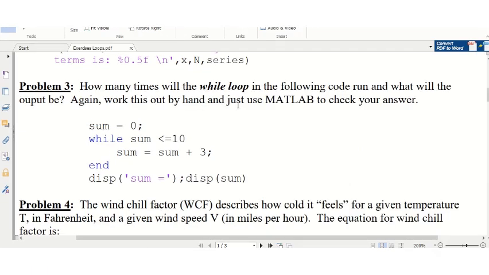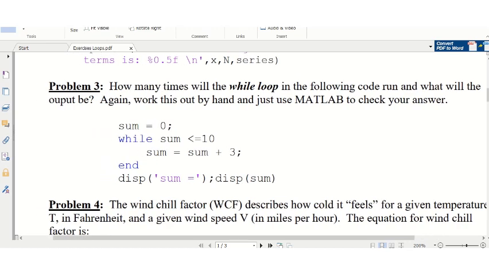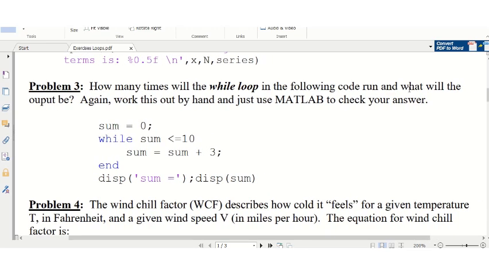How many times will the while loop in the following code run, and what will the output be? Again, work this out by hand and just use MATLAB to check your answer. Okay, sir, in the examination I cannot give you this final point, right? So I can ask you till here: how many times will the while loop in the following code run, and what will be the output? That I can ask you in the examination.